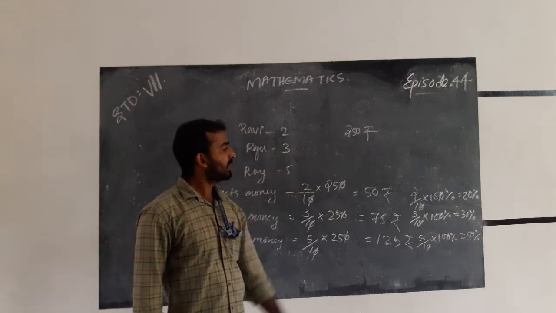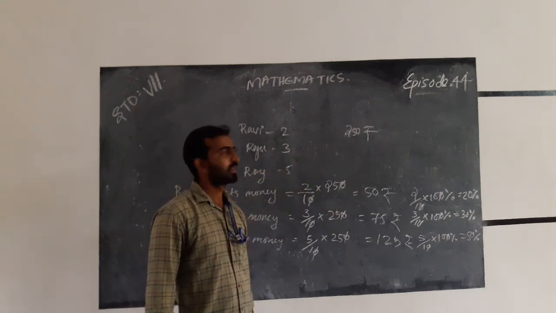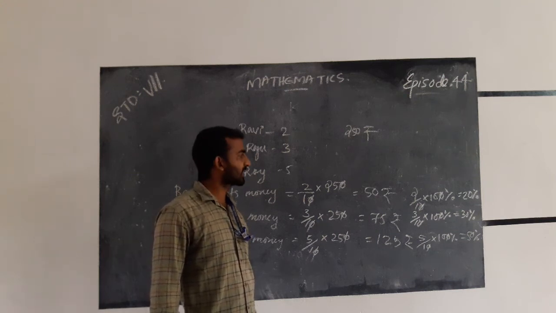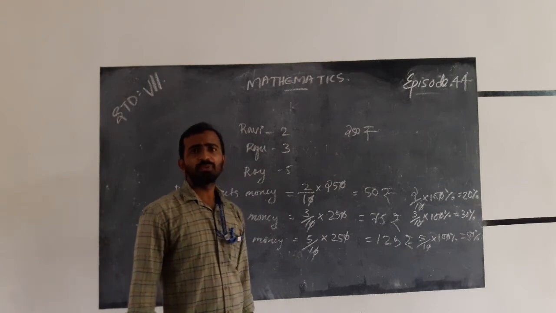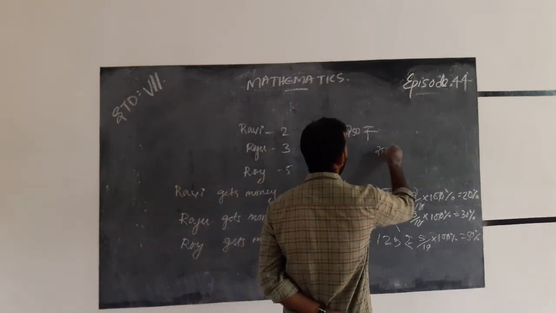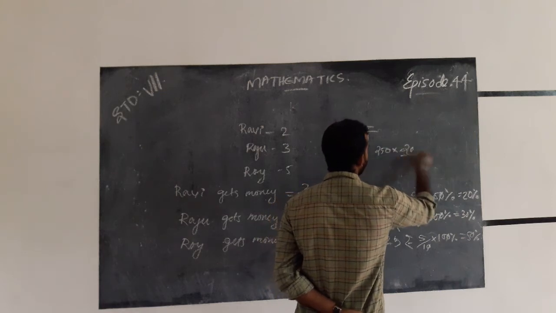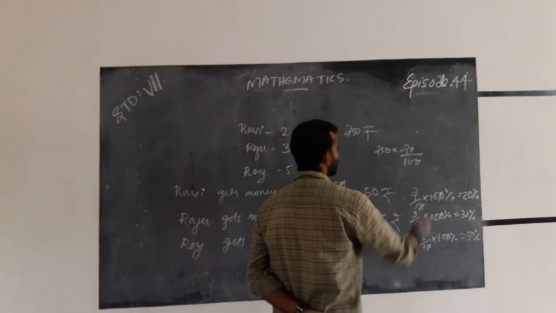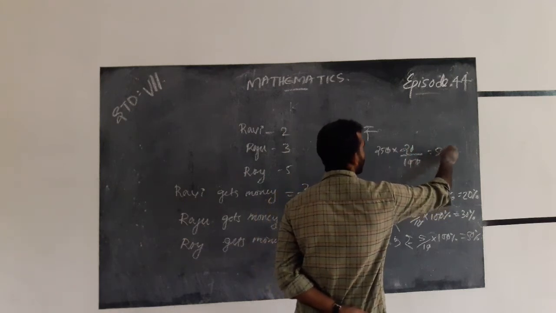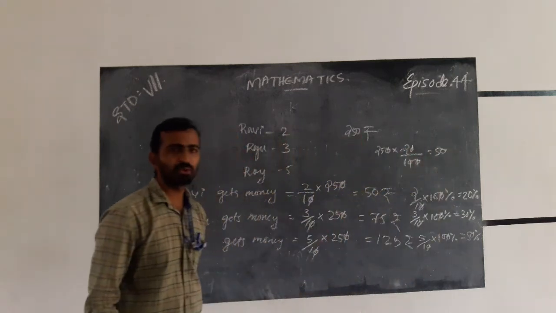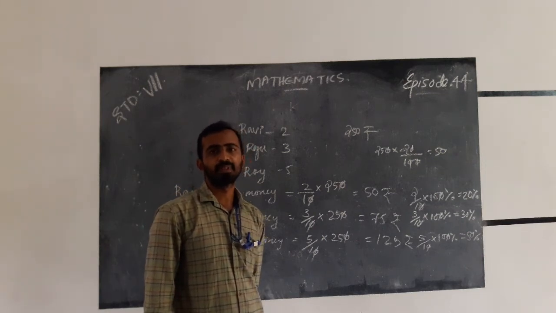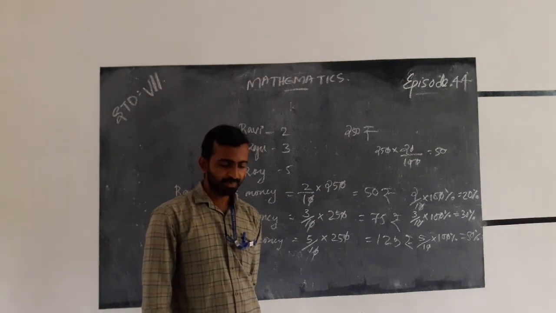We can also find it like this: 20 percent of 250 is 250 into 20 by 100. When we simplify, we also get 50 rupees. Here also we get 50 rupees. The answers are the same.